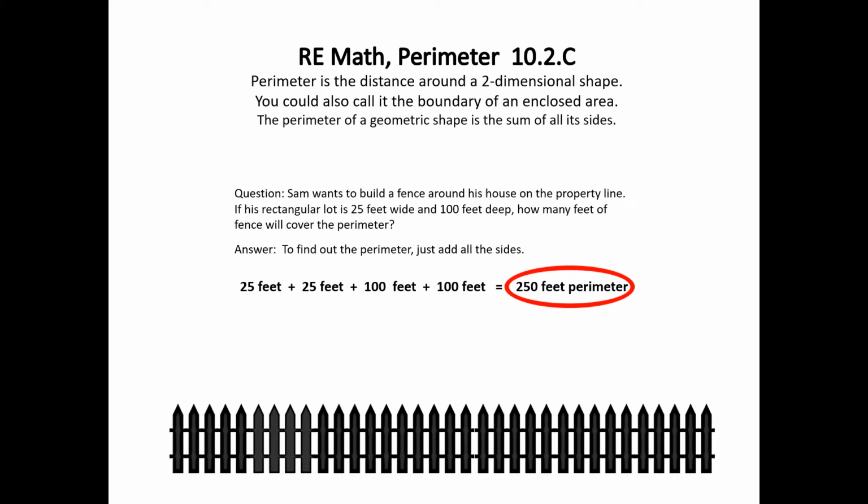Next is perimeter. Perimeter is the distance around a two-dimensional shape. You could also call it the boundary of an enclosed area. The perimeter of a geometric shape is the sum of all its sides.